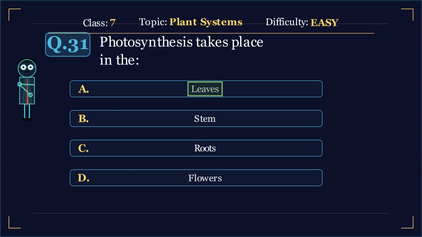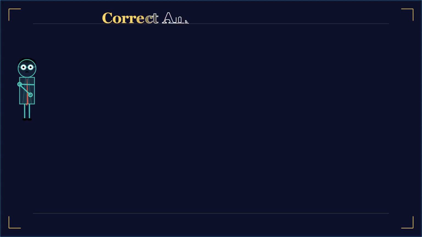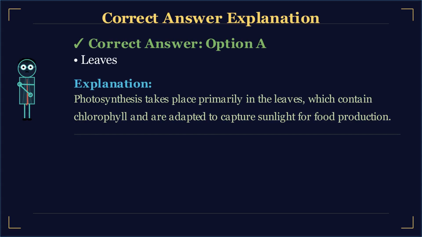The correct answer is option A. Here's the explanation for the correct answer. Photosynthesis takes place primarily in the leaves, which contain chlorophyll and are adapted to capture sunlight for food production.